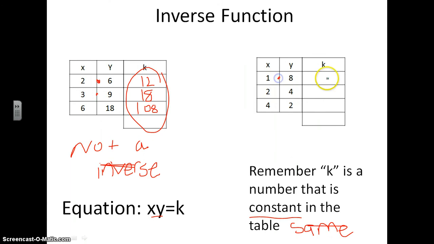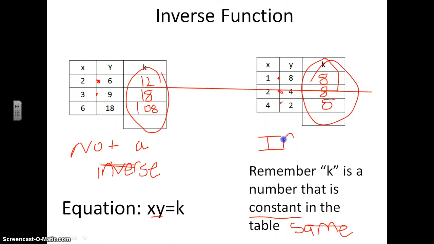We have 1 times 8, which is 8. We have 2 times 4, which is 8. And we have 4 times 2, which is 8. Since they are all the same, this is an inverse. Since all my k values are the same, when I multiplied x times y, it is an inverse function.